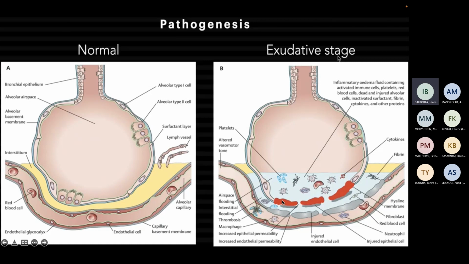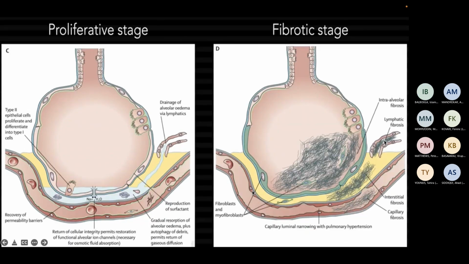This is damage mediated by multiple types of inflammatory cells and cytokines, especially interleukin 8. And this stage is called the exudative stage. The fluid inside the interstitial space and the alveolar space is full of protein, various types of inflammatory cells, platelets, RBCs, and as you see, there are microvascular thrombi as a part of the pathogenesis as well.